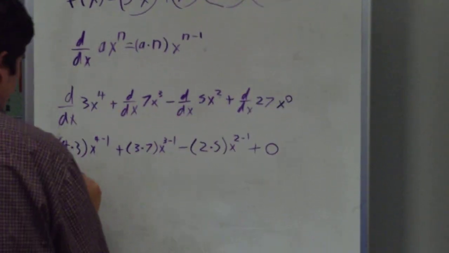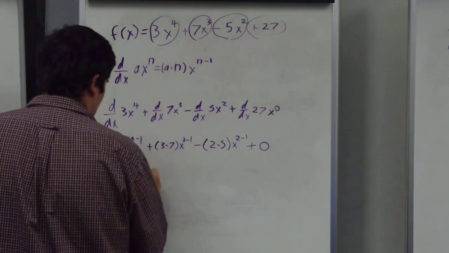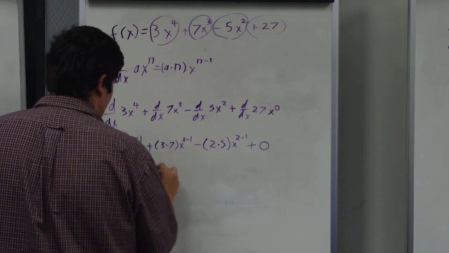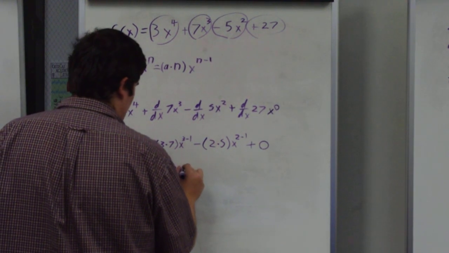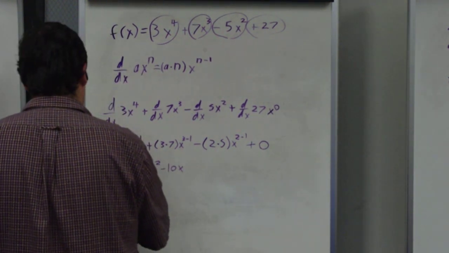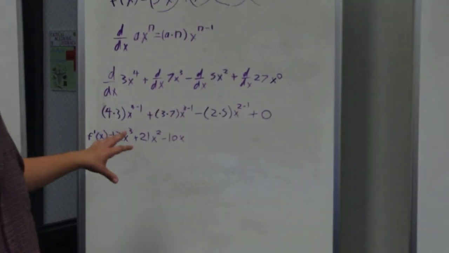So we rewrite this here. We get 12x to the third plus 21x to the second minus 10x to the first. And that's going to be our derivative f prime of x for this entire function.